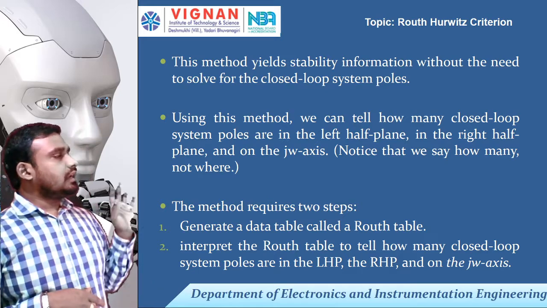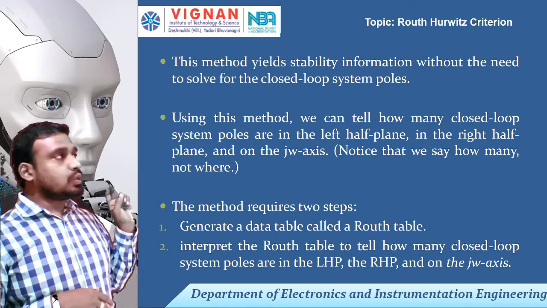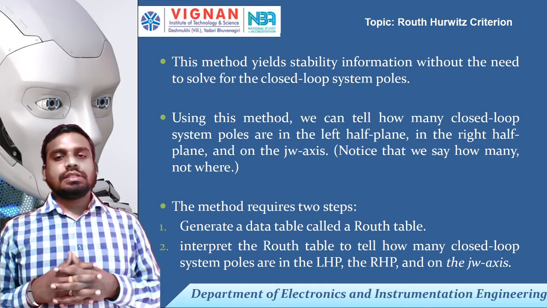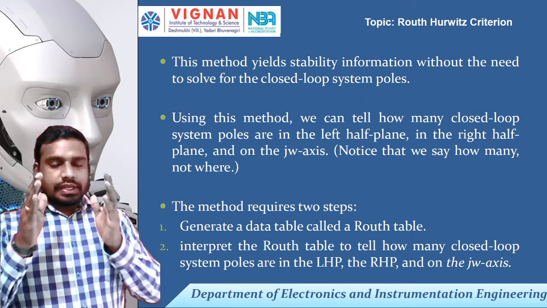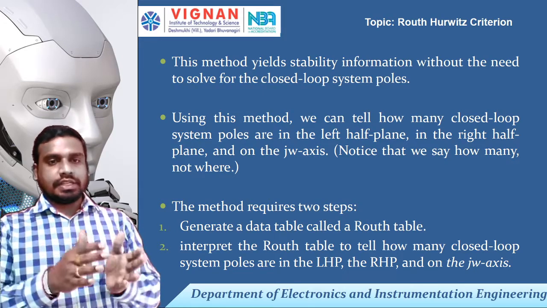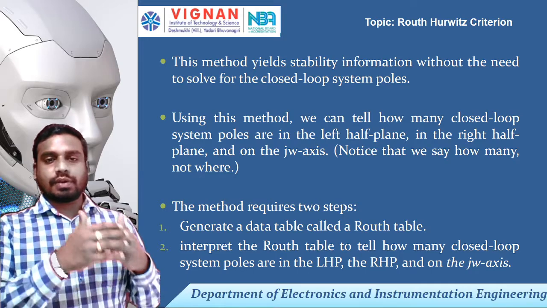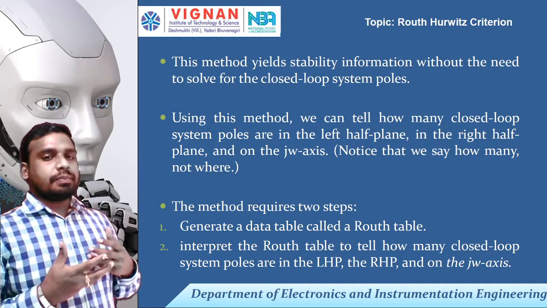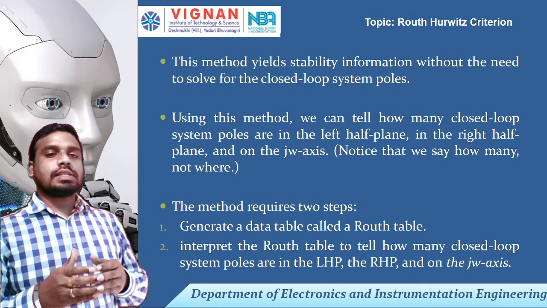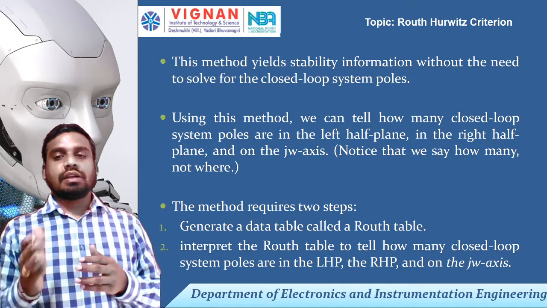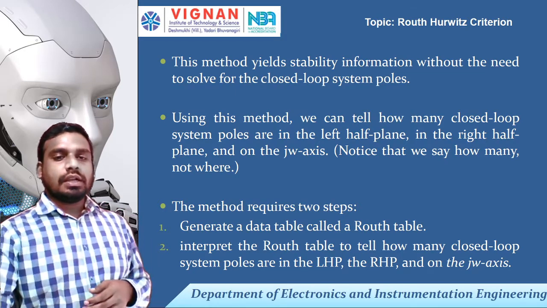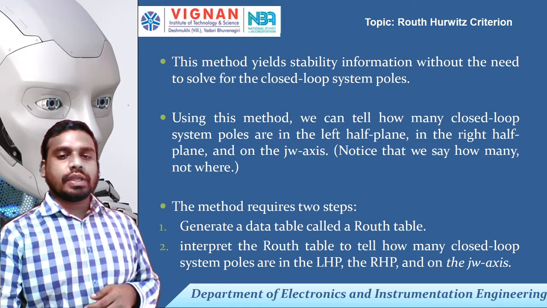Basically, this method has two steps. One is generating the Routh table from the transfer function. Once we get the Routh table from the denominator factor of the transfer function, the characteristic equation, we can interpret that table and tell how many closed loop poles are lying on the left half of the S plane, the right half of the S plane, or on the j omega axis, that is the imaginary axis.